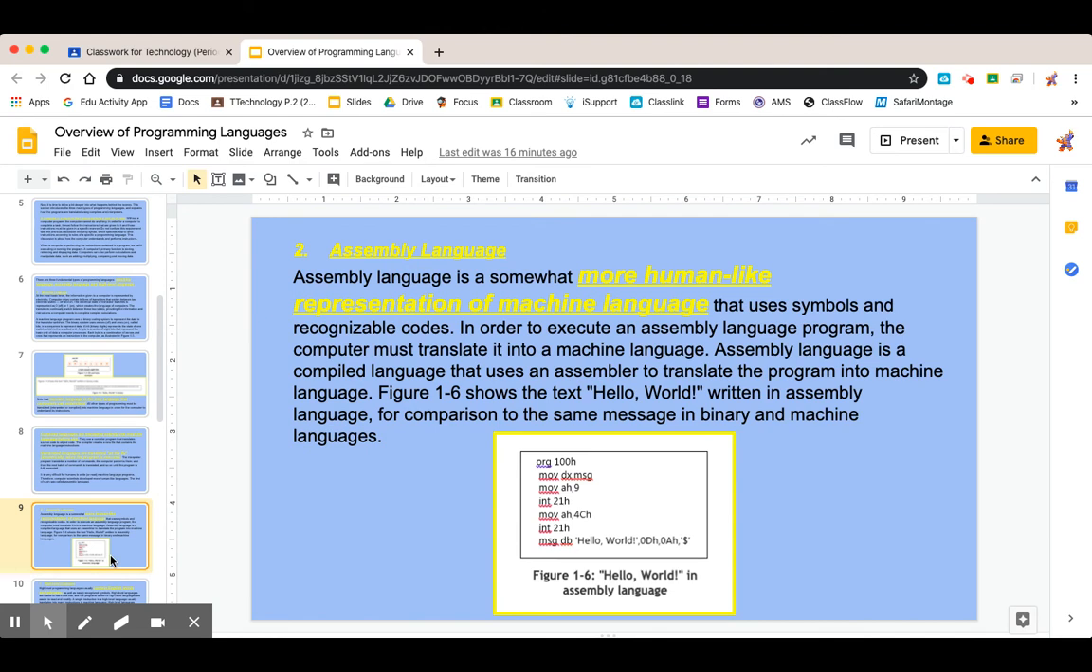Assembly language is our next language. It is the more human-like representation of machine language. So again, this part is highlighted, so that is the part you want to remember. Assembly language is the more human-like representation of machine language. And there's an example down here, right? Instead of just ones and zeros, you can see letters, other numbers, combinations of numbers and letters. So not necessarily a human language, but a more human-like language.